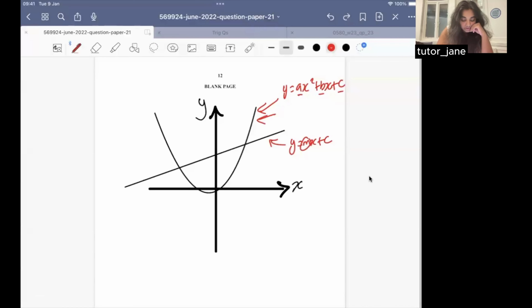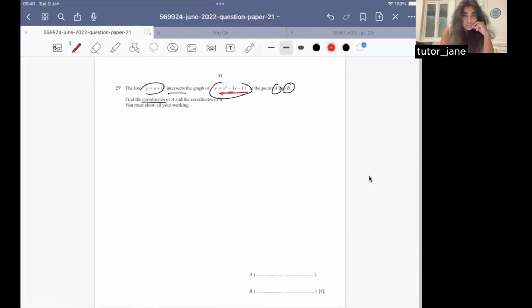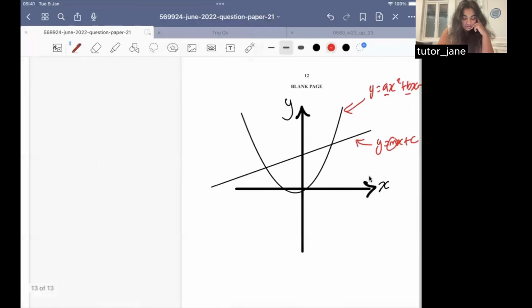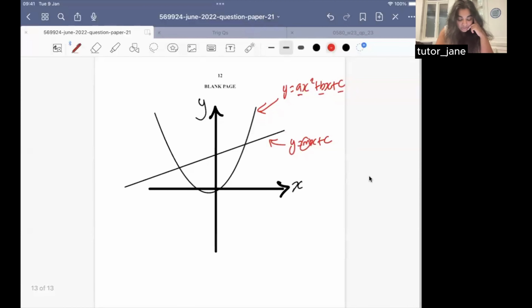Now, in our question, we have the same kind of thing. We have a quadratic graph, x squared minus 3x minus 11, and we have a linear graph, x plus 1. So we've been told to work out where they intersect. Now, these aren't the same as the particular question. This is just an example. But here you can see when we have a quadratic graph that has this U shape and a line graph that goes straight through it, it's going to intersect our quadratic graph at 2 points.